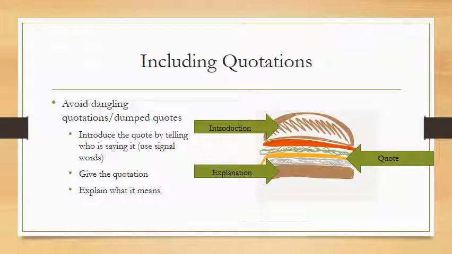Next, including quotations. When you include a quotation in your summary, you want to do these 3 things. We call them quotation sandwiches. First, you want to introduce the quote by telling who is saying it and using signal words. Then you want to give your quotation. And finally end with explaining what the quote means. This is like a sandwich. The top piece of bread is the introduction. The quote is the meat, the cheese, the lettuce, the tomato in the middle, and the explanation is at the end, the bottom piece of bread. So use this structure anytime you're including quotations.